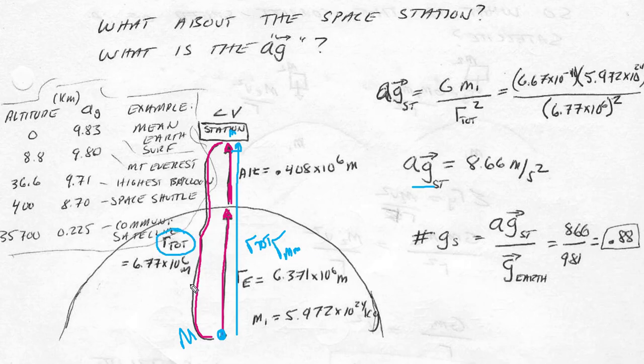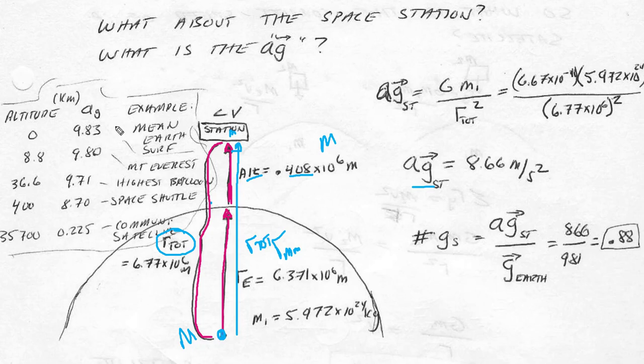A lot of times people want to use that as their radius. But that's only true if you're on the surface of the Earth. If you're in a satellite, you have an altitude, and the typical altitude of this satellite is 0.4 times 10 to the 6. So 0.408 megameters. Mega is 10 to the 6.